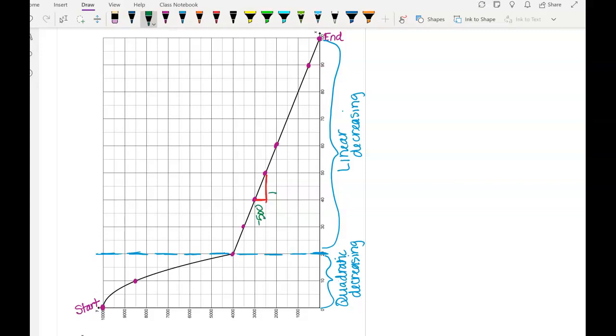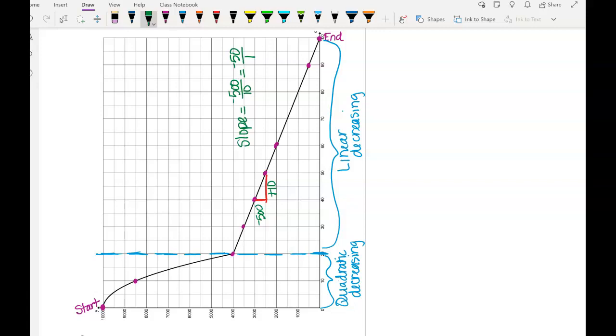And I go across 10. So my slope for my linear function will be negative 500 over 10, which would reduce down to negative 50 over 1. So I can find the slope of that part.